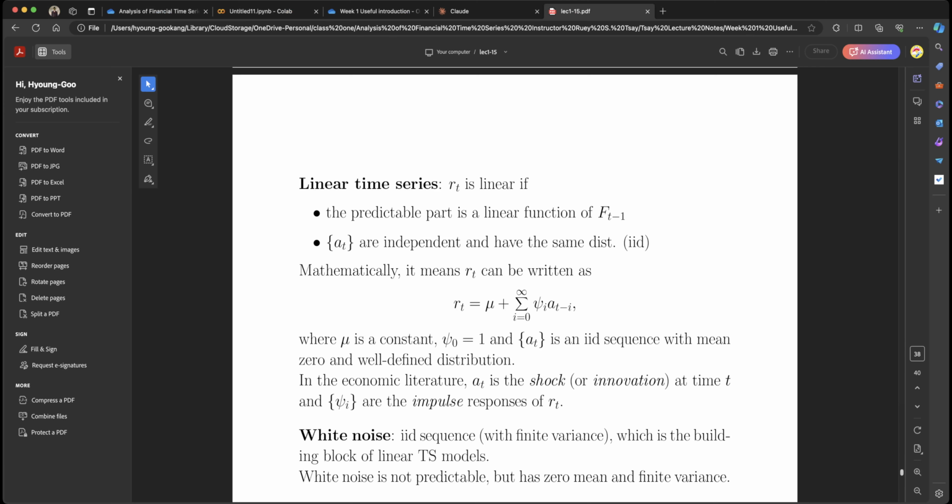So, linear time series model. The series r_t is linear if we have this one.